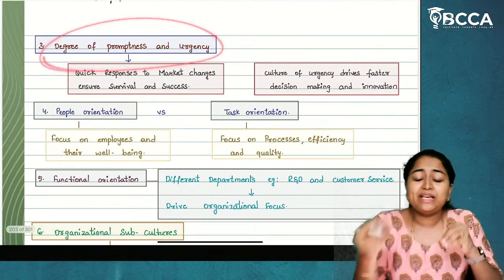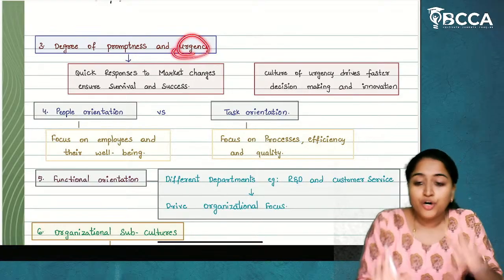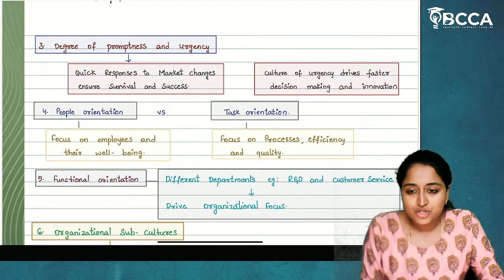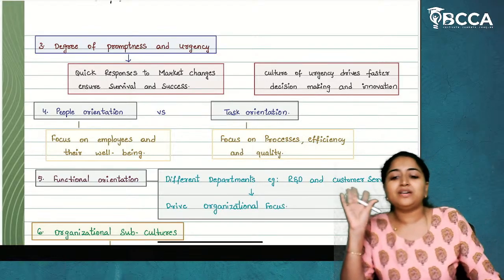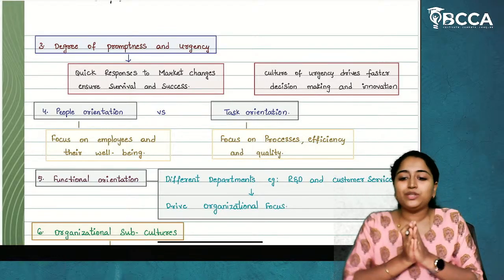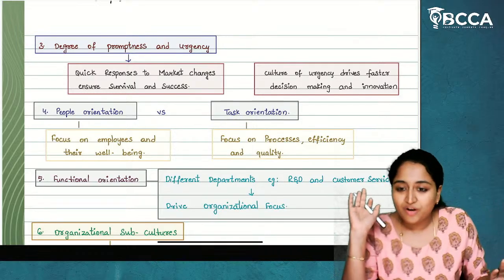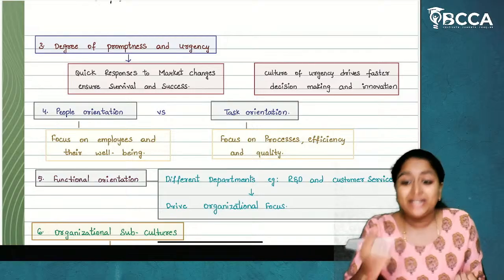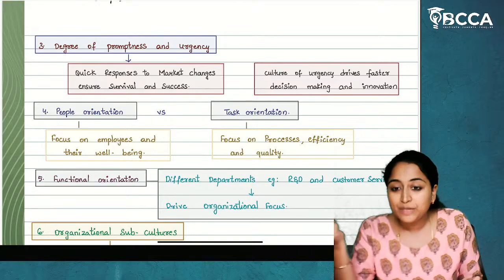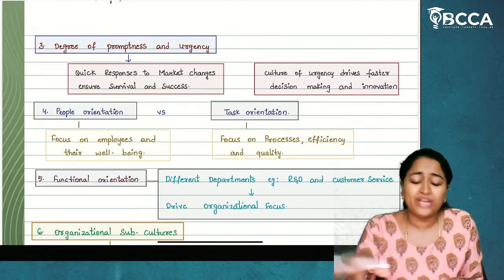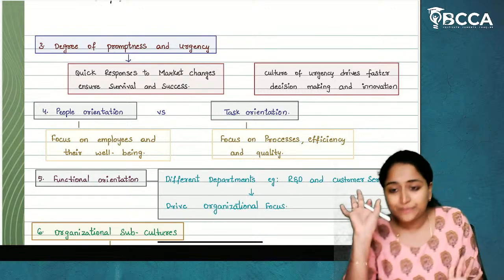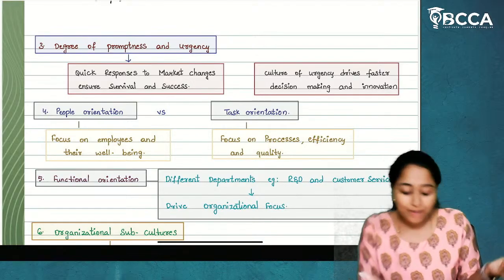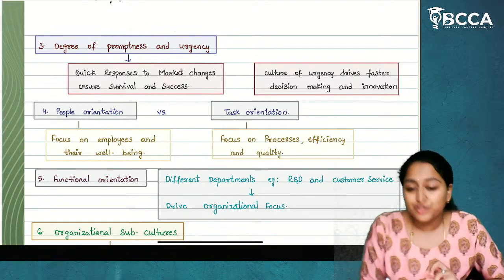Next, it can be based on degree of promptness and urgency, which means if there is any problem coming in the organization, is management just sitting and relaxing, saying okay, we'll just pray to God and everything will be solved by God itself? Or are they immediately trying to take steps to rectify that particular defect? Or are they thinking that if this becomes severe, then we'll think about it, it is just a small problem, we'll just ignore it? So, degree of promptness and urgency.